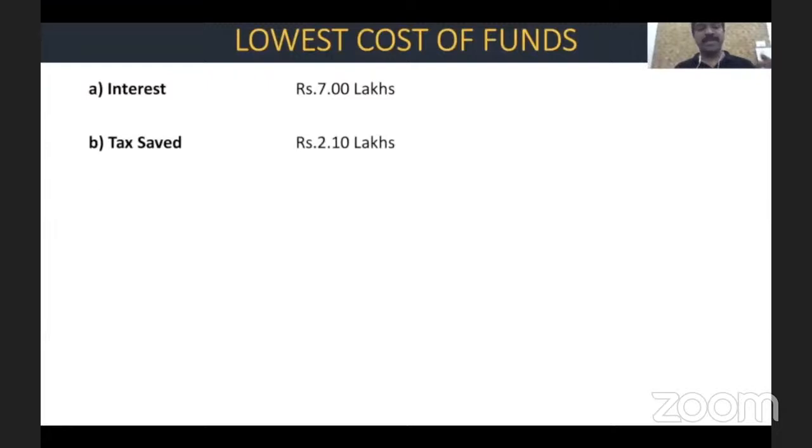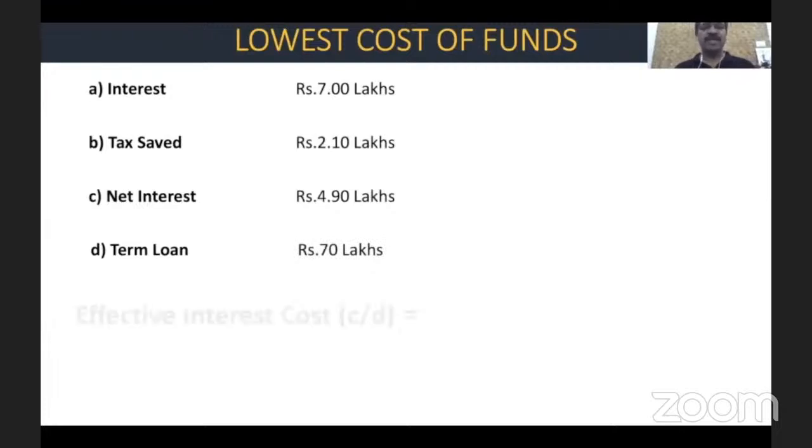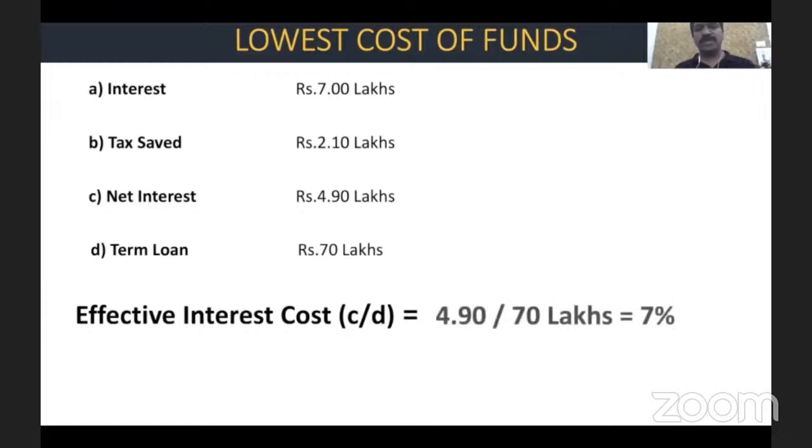It means I can say my net interest cost is only 7 lakh minus 2.1, that is 4.9 lakhs. And what is the loan amount I have taken? 70 lakhs. For having taken 70 lakhs, I am paying interest of 4.9 lakhs. It means my actual interest cost, I know it is 10%, but my effective interest cost is 4.9 lakhs over 70 lakhs. It is only 7%. Because when you pay interest on one side, on the other side you save taxes.